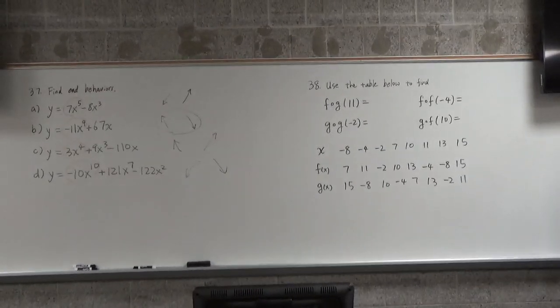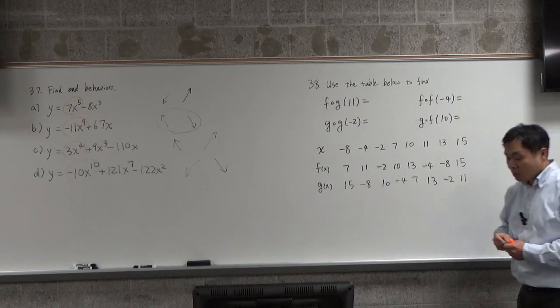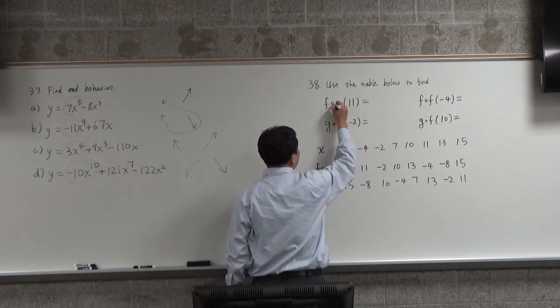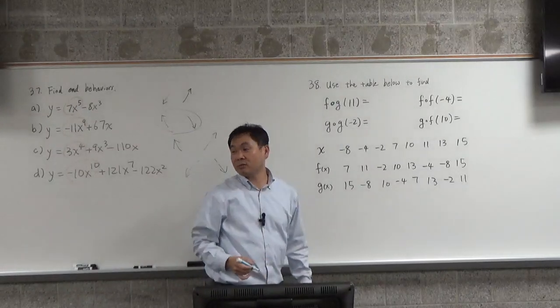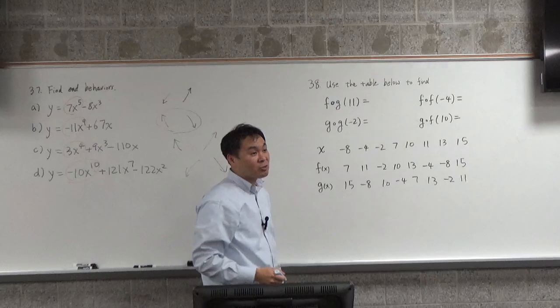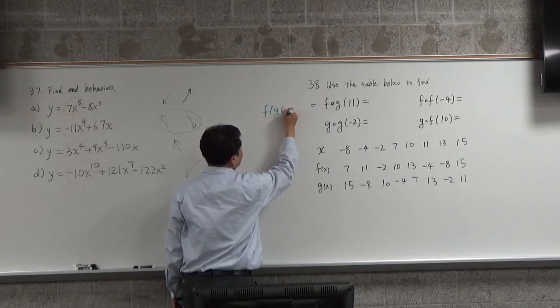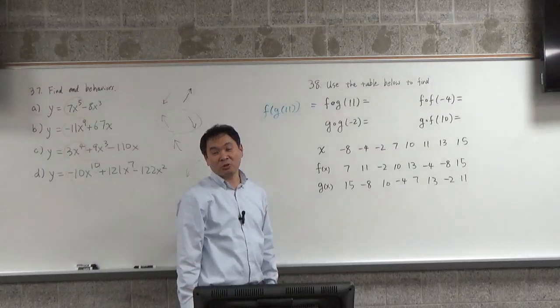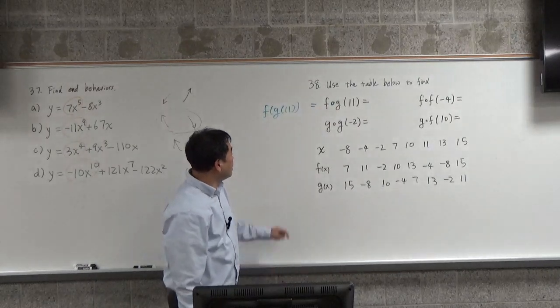All right, 38. Use the table below to find f of g of 11. Okay, this question is about first figuring out what this small circle means. What does this mean? It's f of g. It's a function composition, which means this is the same thing as f of g of 11. That's what it means. Without knowing this, it will be impossible to solve this question. So it's very important that you know the meaning of this small circle.